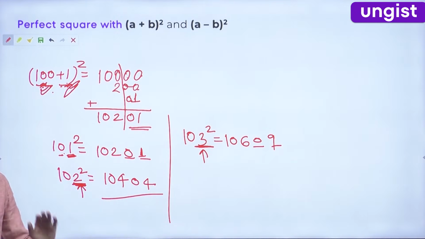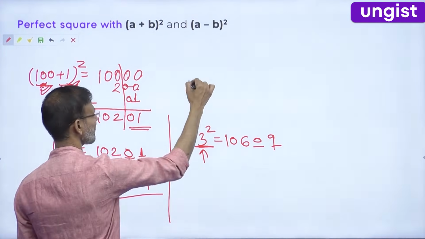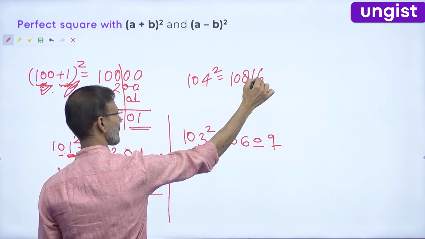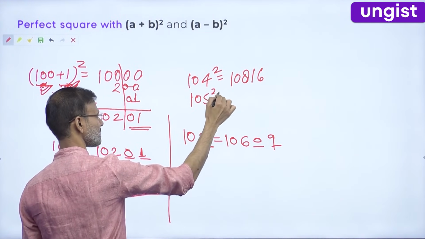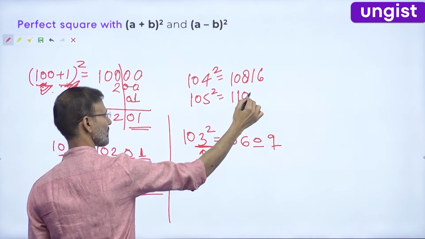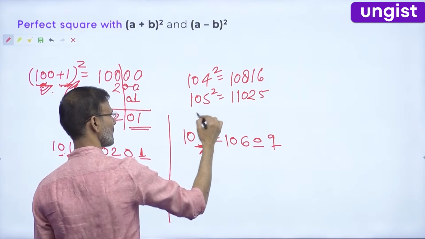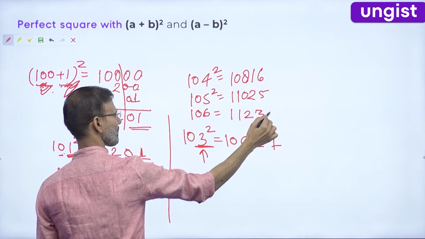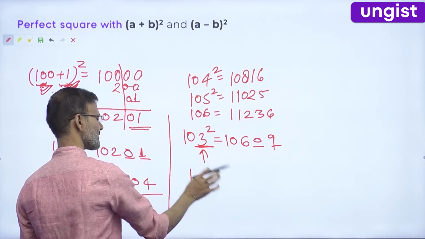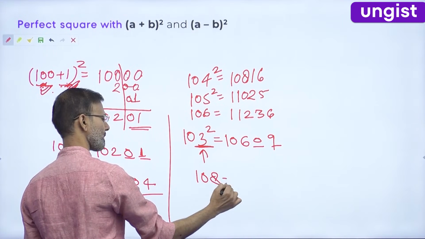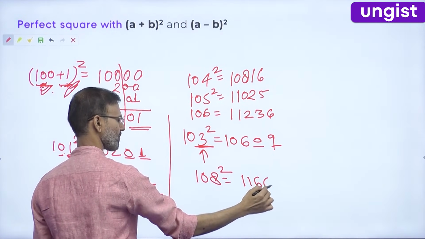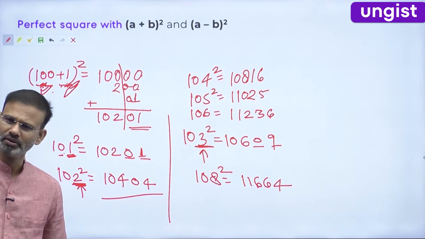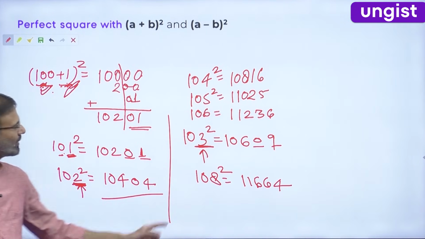Everyone feeling comfortable? Okay, one more, 104. Everyone, what is the answer? Tell me. 161. Good. 105. 125. Okay. 106. 112. Good. 108, guys, tell me. 116. Very good. All of you clear now? Simple? Okay.